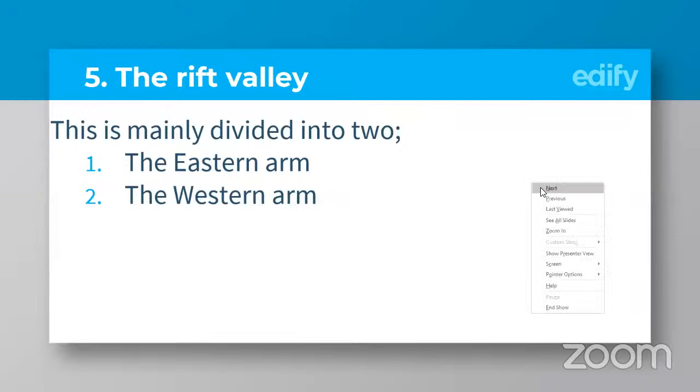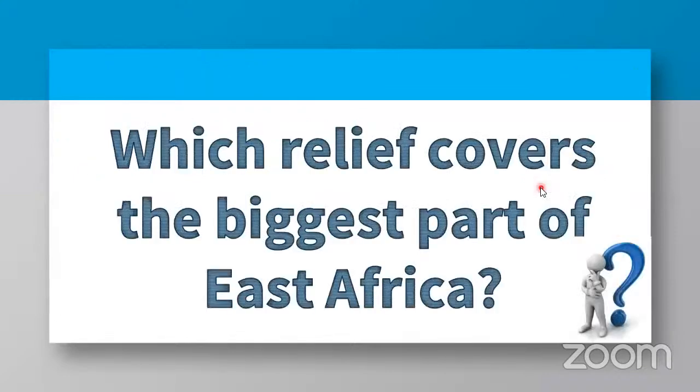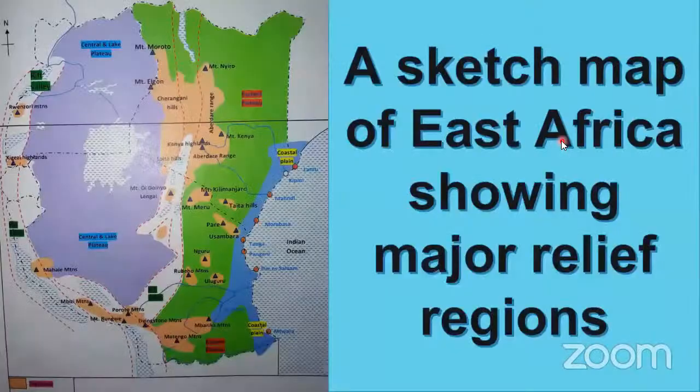Today, that's what we've looked at. So I asked this question and I think we answered it. Which relief covers the biggest part? And we all say that is the one that was inscribed with D, the Central and Lake Plateau. Good. I'm reading your chats and I think whatever you're saying in the chats you've discussed. Thank you so much.